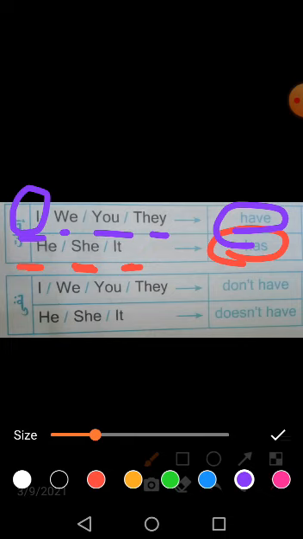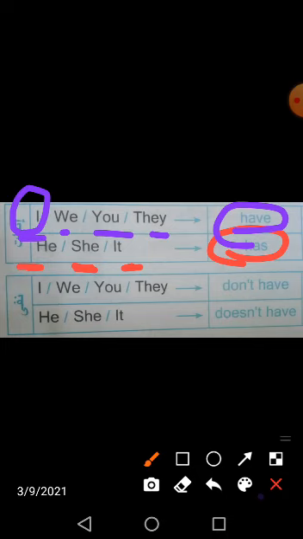Again, I, we, you, they take what? Have. He, she, it take what? Has. Again, has and have. This is the affirmative. Again, he, she, it has. I, we, you, they take what? Have. What about negative? I have don't and doesn't. Don't have, doesn't have.